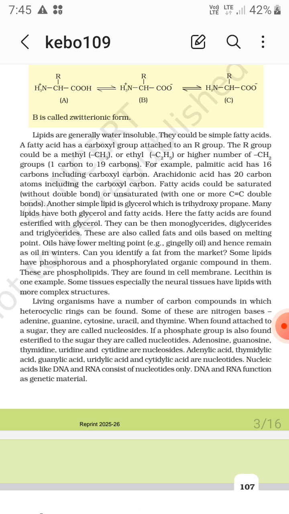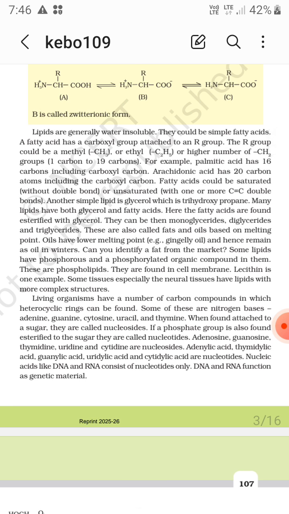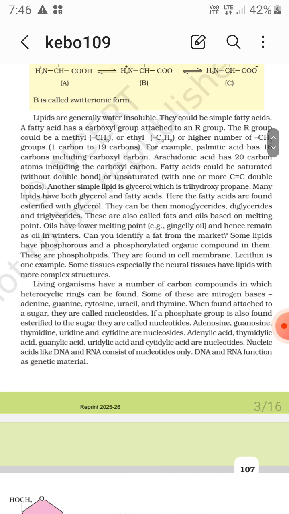Many lipids have both glycerol and fatty acids. As I told you, lipids could be simple fatty acids, and glycerol is also a simple lipid, which is a trihydroxypropane. But many lipids have both glycerol and fatty acids. Here the fatty acids are found esterified with glycerol. They can then be monoglycerides, diglycerides, and triglycerides. These are also called fats and oils. So when they are esterified together, this can also be called fats and oils.